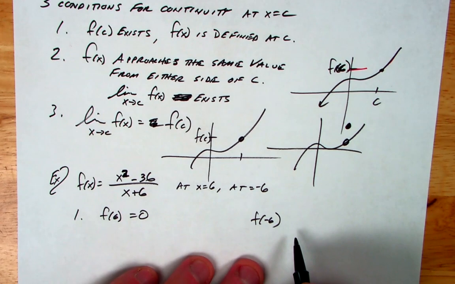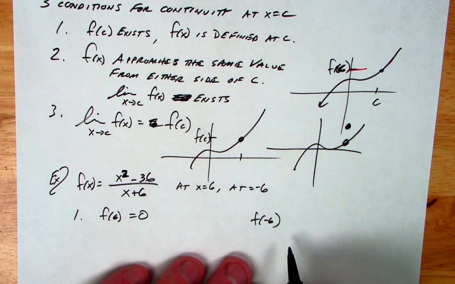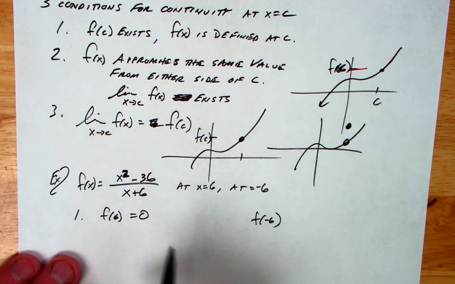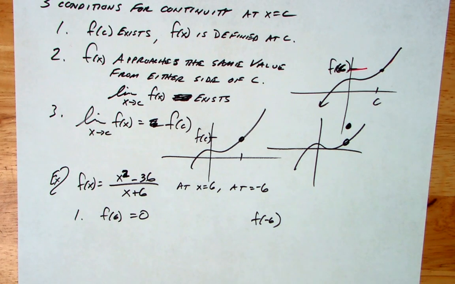What is it? 0? So like undefined. It's undefined, because I get 0 on the bottom. Don't tell me that you think divided by 0 is okay. It's not okay. We can't ever, ever, ever divide by 0. Nobody can divide by 0.